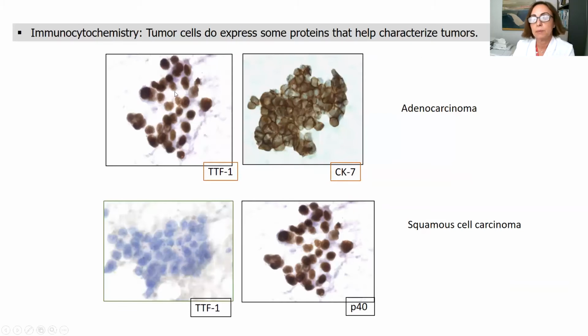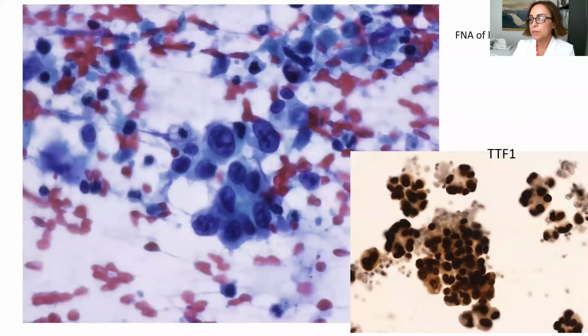And here, this is the typical pattern of adenocarcinoma, TTF1 with nuclear positivity and cytokeratin 7 with cytoplasmic and membrane positivity, and TTF1 negative and P40 or P63 with nuclear positivity in squamous cell carcinoma. Let me show you some examples.